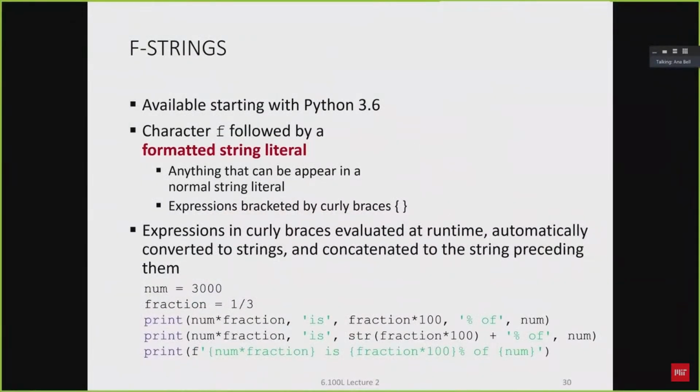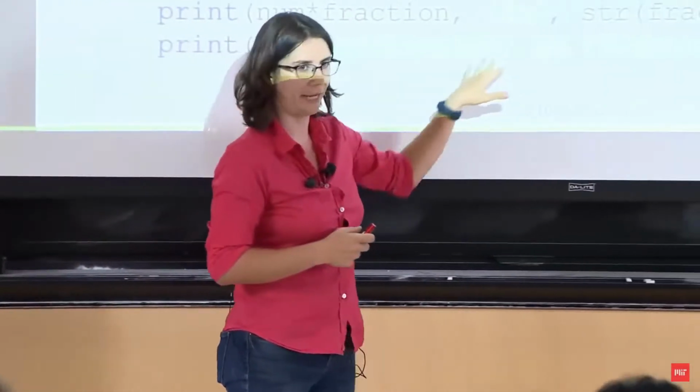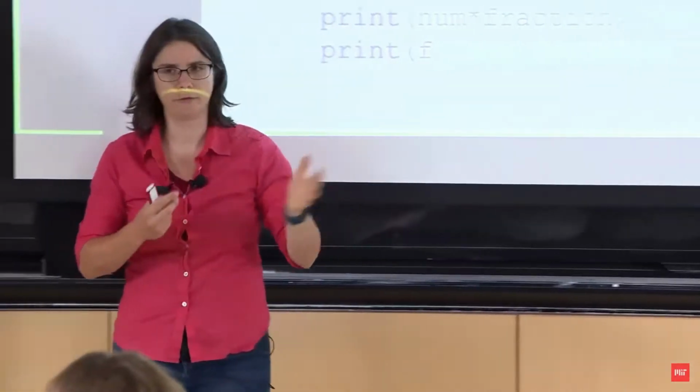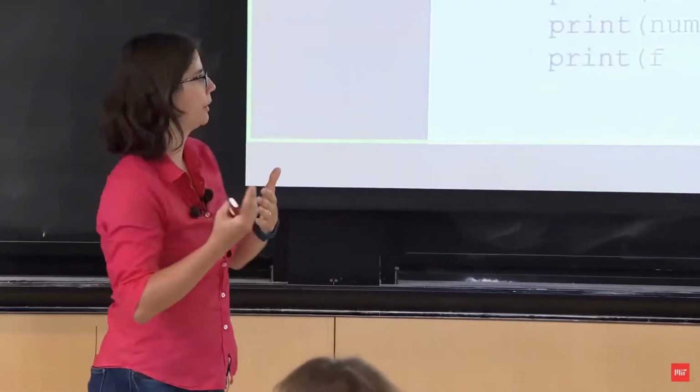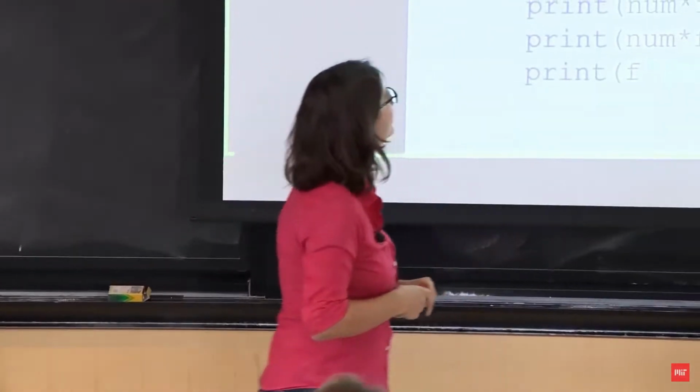One other thing I want to mention is this thing called an F string. It's something that became available, I think, a couple of years ago with Python 3.6. It's a way more convenient way for us to print out mixtures of literal text and resulting expressions. So if you have a bunch of complicated expressions you want to print out, an F string is the way to do it these days.